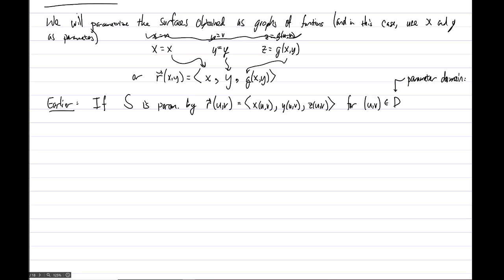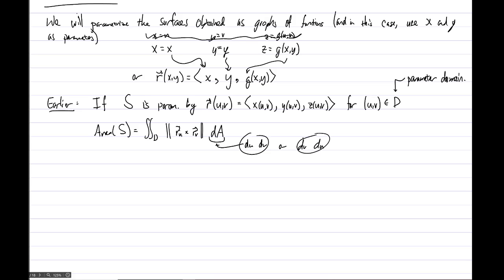It's a shape that we draw on the uv plane to let us know what points u comma v that we take. Then in this case, the area of the surface was the double integral over this region D of the magnitude of the cross product of the partial derivatives, r sub u cross r sub v, magnitude dA, and this dA was du dv, or dv du as appropriate, whichever is more convenient for us.